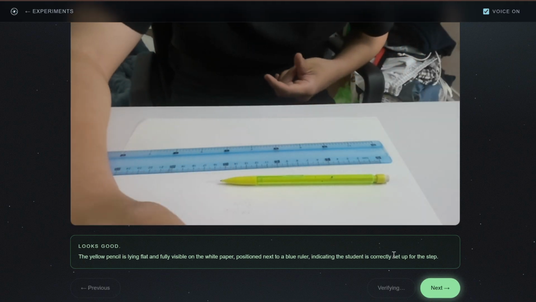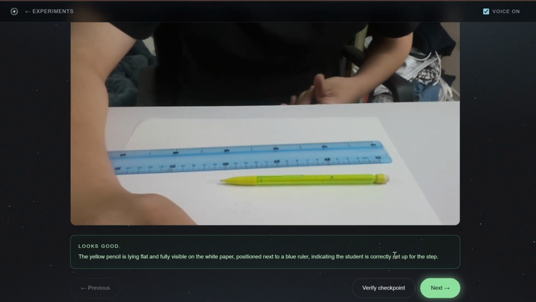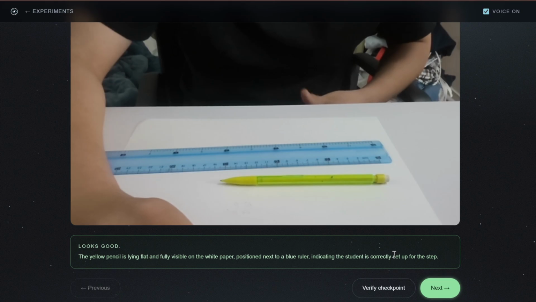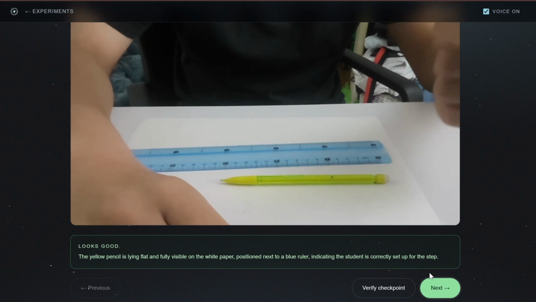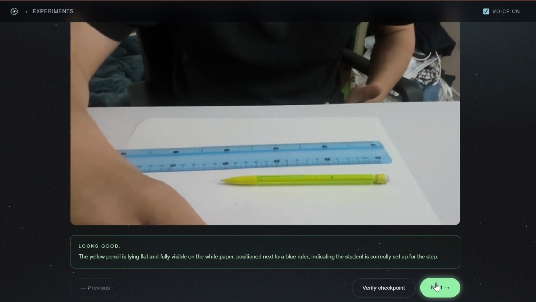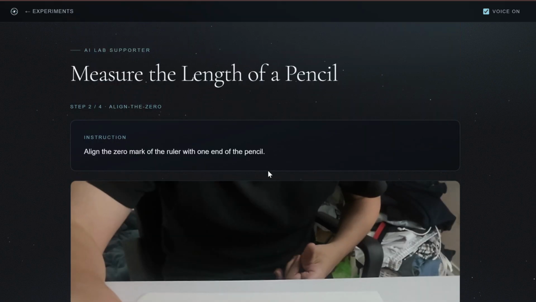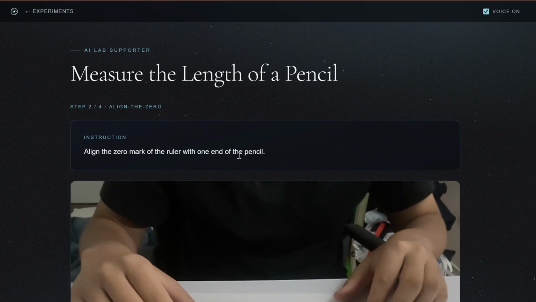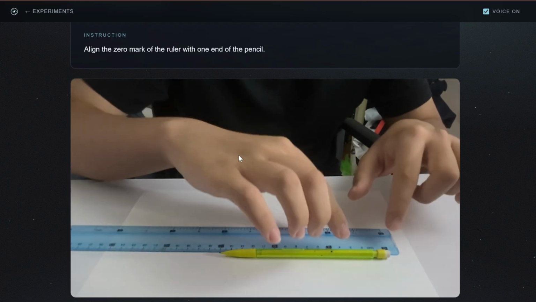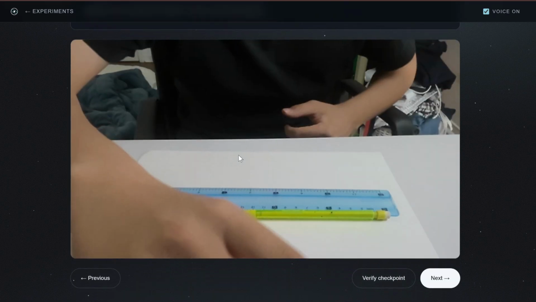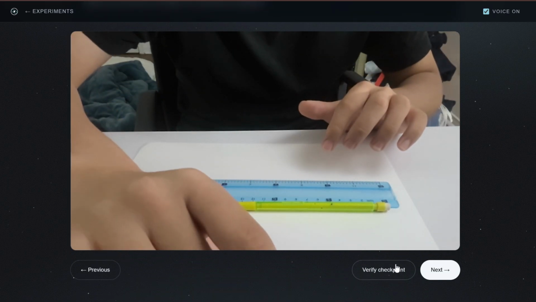Alright, good setup. Now align the ruler's zero mark with one end of the pencil. So with verify checkpoint, it says I'm good. I laid my pencil on the paper. Now I can do the next step, which is to align the zero mark of the ruler with one end of the pencil. Alright, I have aligned my zero mark here with the end of the pencil. Then let's see what this gets on the verify checkpoints.